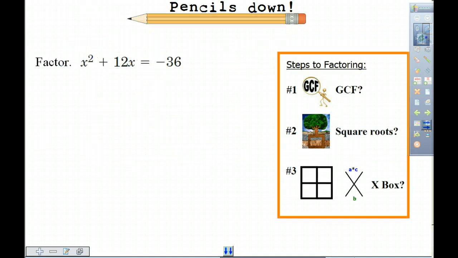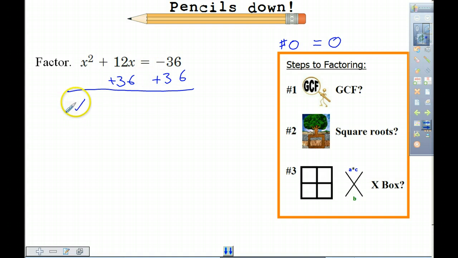Okay. A few more. Another small one. I'm not going to go through the whole problem, but before you start any of this, I'm going to say step 0. And you know what step 0 is? Get it equal to 0. So if it's not equal to 0, get it equal to 0. Step 0, get it equal to 0. So if I have a negative 30 equals negative 36, do one step and get it equal to 0. And then we can go ahead and start on step 1 and 2.